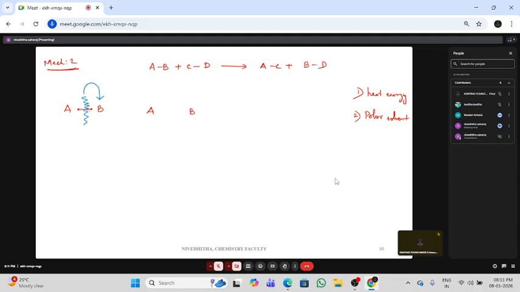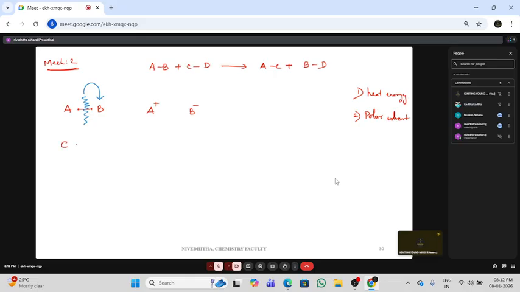Here, two electrons were transferred to B atom. Of the two electrons, one was B's own electron, so B would not have a charge for that. But this is an extra electron from A which got transferred to atom B, so this B atom will have a negative charge. And what happened to A? It lost its one electron, right? So A will have a positive charge.